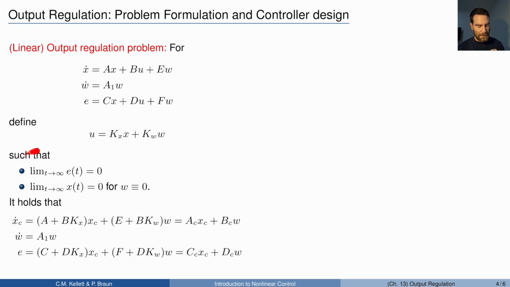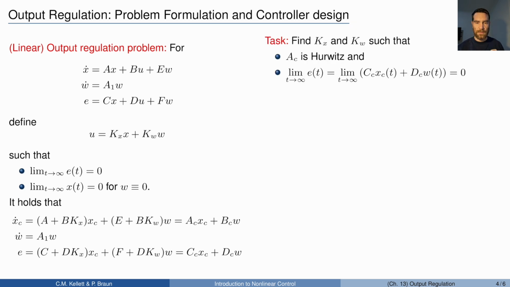And if we then translate the conditions here in terms of error convergence and state convergence in the case that the disturbances are 0, then our task is to find the Kx and Kw such that this new closed loop matrix AC is a Hurwitz matrix, and such that the limit of these error dynamics is equal to 0, meaning CXC plus DCWT should go to 0 for t going to infinity.